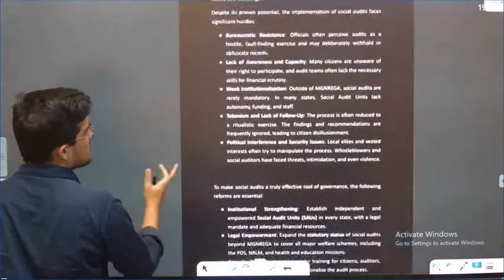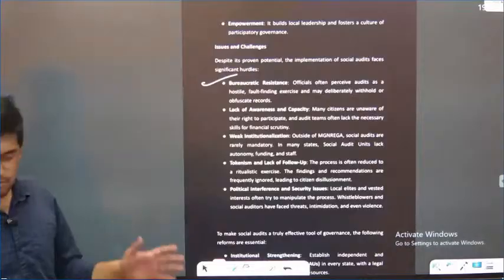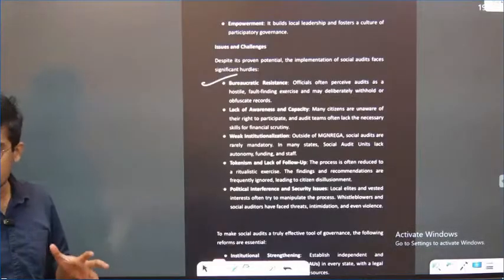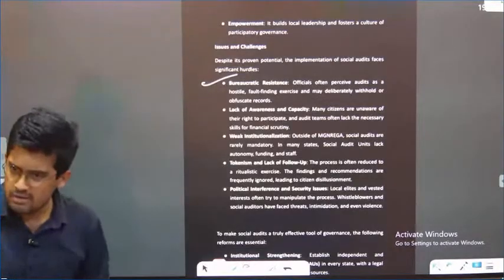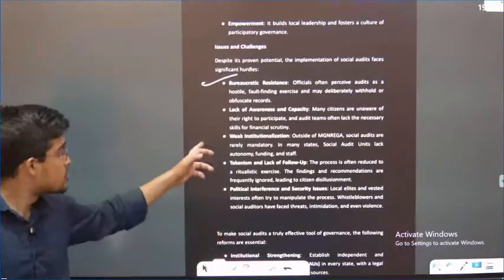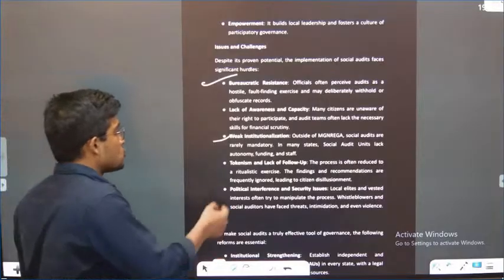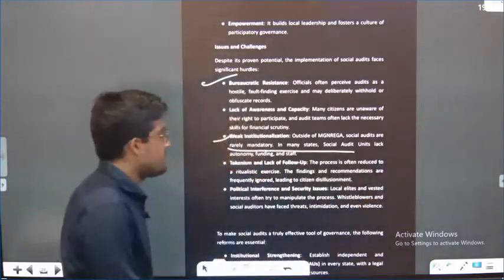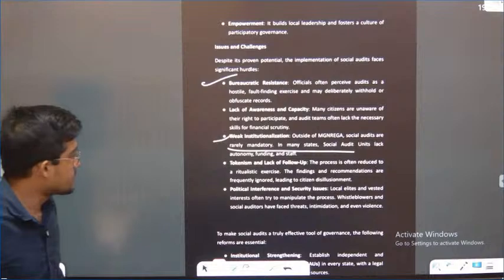Now, similar are the issues and challenges when it comes to social audit. As with RTI or the citizen charter, the challenges are similar. Bureaucracy does not want to work. People do not know about it. Weak institutions are there. For example, social audits are not mandatory outside MGNREGA. For other schemes, it's not mandatory. Plus, a lot of states do not have social audit units like Andhra Pradesh has.